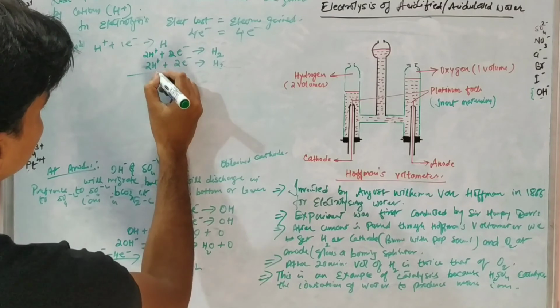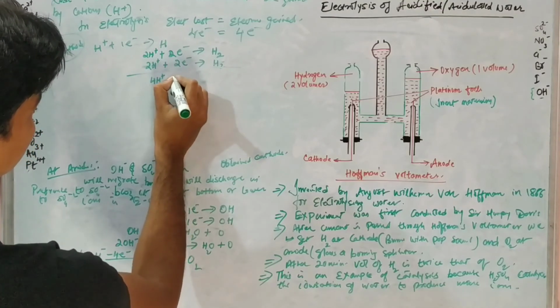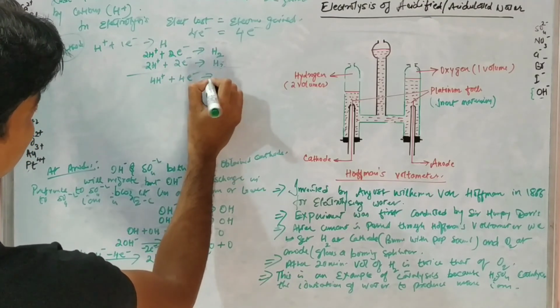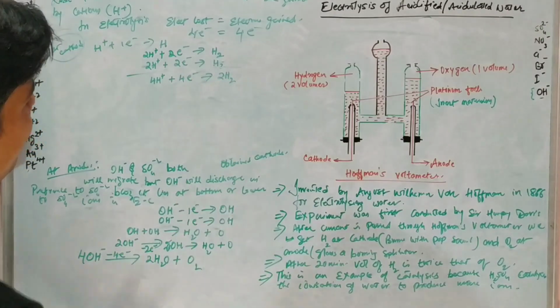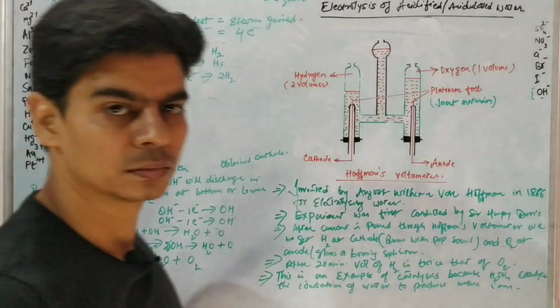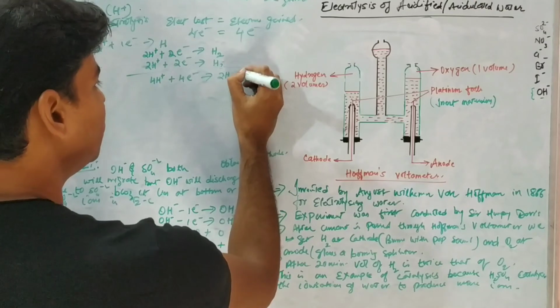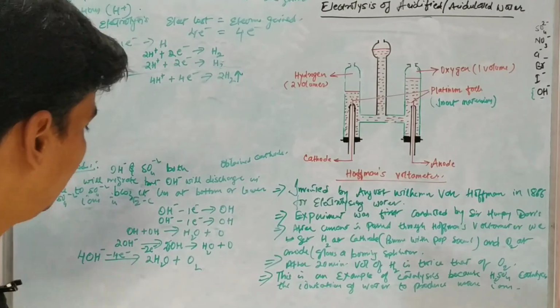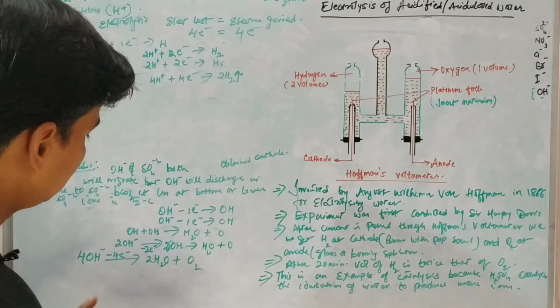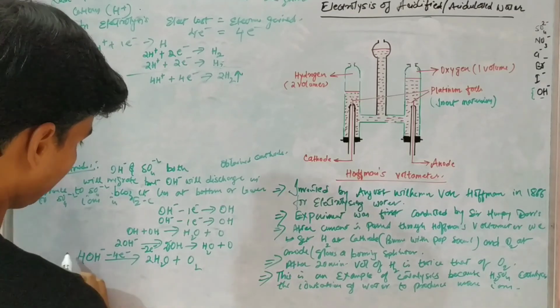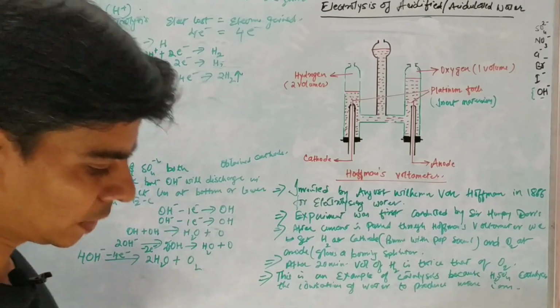So the overall reaction is 4 hydrogen ions gain 4 electrons, giving you 2 molecules of hydrogen gas, right? So just remember this, and it will prove something.